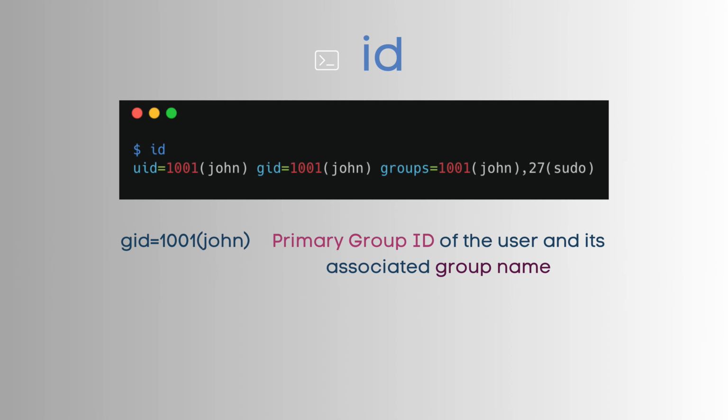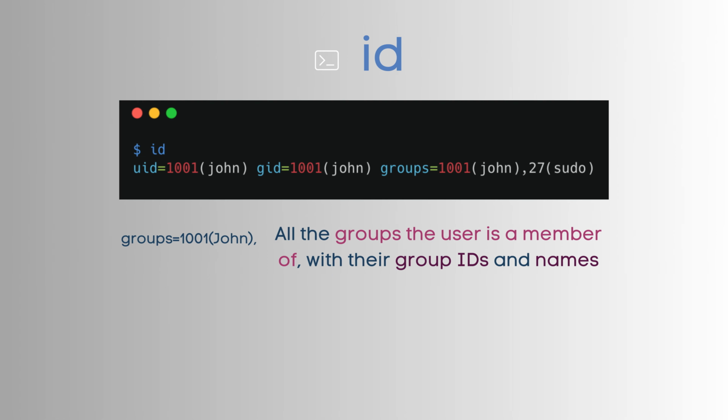The next is GID. In this, the primary group ID of the user and its associated group number is mentioned. The next is groups. 1001 John, 27 sudo is basically all the groups the user is a member of, with their group IDs and the names. The fifth command is last, which basically shows the last logins on the system.